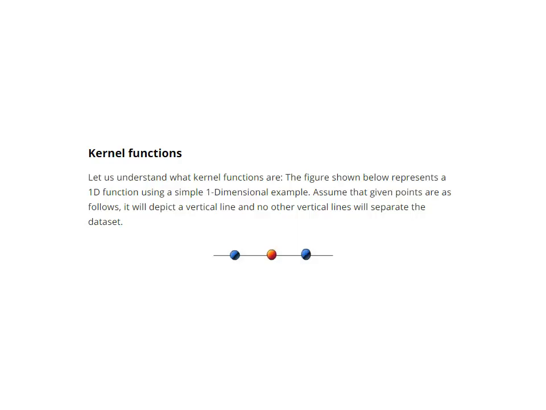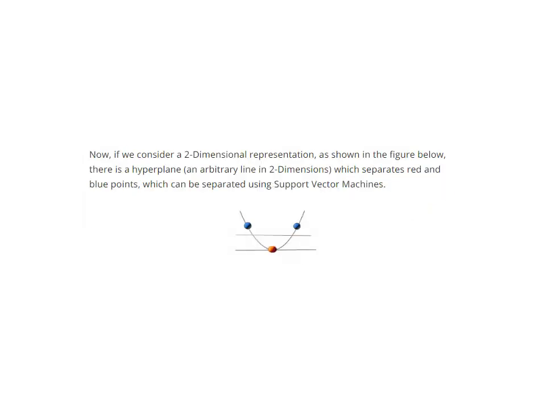The figure shown below represents a 1D function with a simple one-dimensional example. Assume that the given points are as follows. It will depict a vertical line, and no other vertical lines will separate the dataset. Now if we consider a two-dimensional representation as shown in the figure below, there is a hyperplane, an arbitrary line in 2 dimensions, which separates red and blue points, which can be separated using support vector machines.